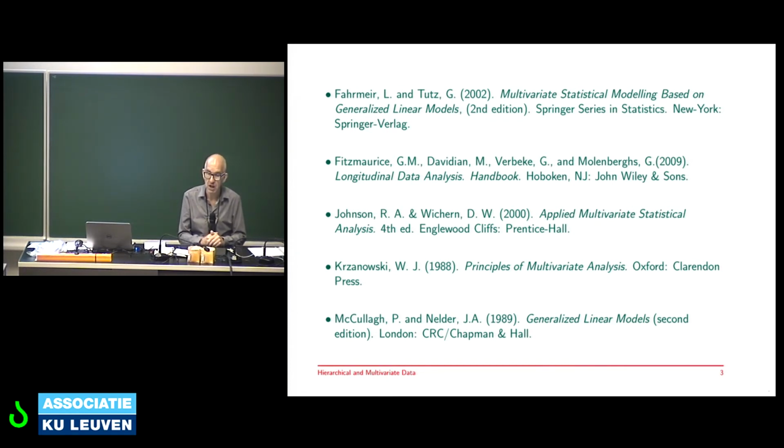Johnson and Wichern has been the basis of the multivariate part of the course to a large extent, and is a very didactic book on multivariate methods. You shouldn't read it if you're really looking for an exciting novel. That's not what it is.